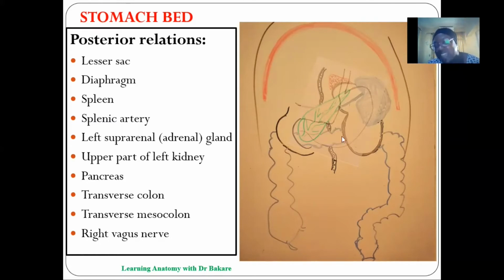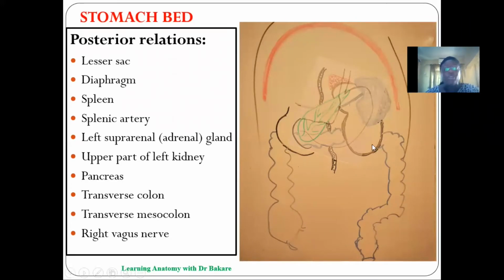On the right side, we have the location of the right vagus nerve during the development of the foregut. But as the stomach rotates, it pushes or turns the right vagus nerve behind, and that is why the right vagus nerve becomes the posterior relation of the stomach. The right vagus nerve will also form the posterior gastric plexus of nerves seen around the posterior part of the stomach, just as the left vagus nerve forms the anterior gastric plexus of nerves.